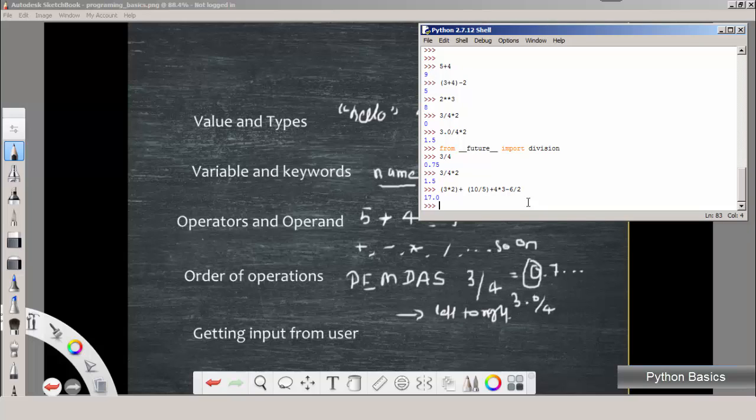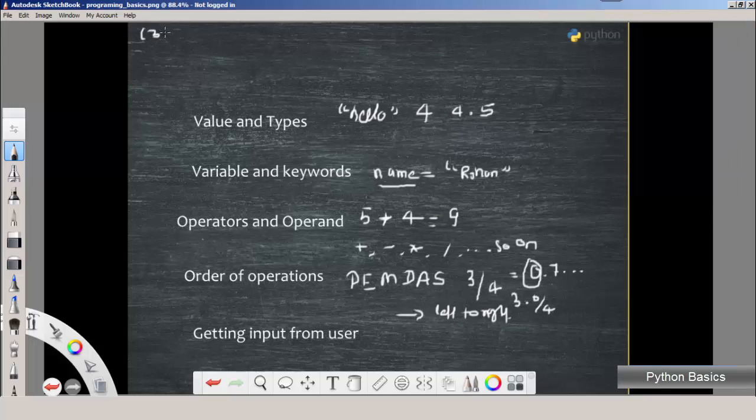But how did it get calculated? Let's have a look. It's very easy. I will write the same expression here: 3 multiplied by 2 plus 10 divided by 5 plus 4 multiplied by 3 minus 6 over 2. The PEMDAS rule starts with parenthesis. Whatever is inside the parenthesis will be calculated first. 3 into 2 equals 6, plus 10 divided by 5 equals 2.